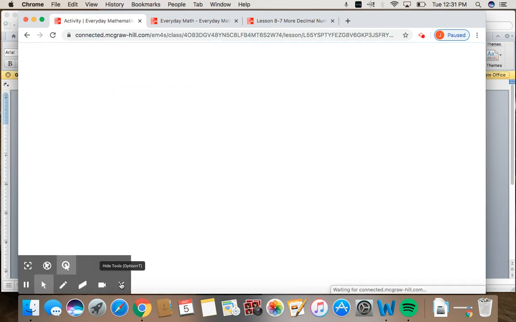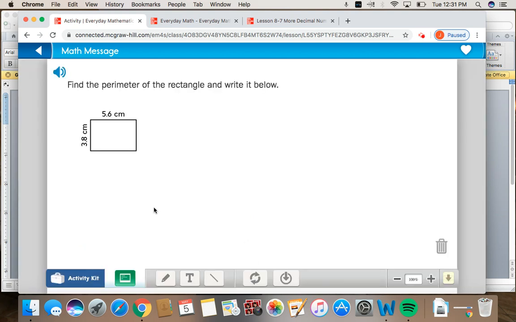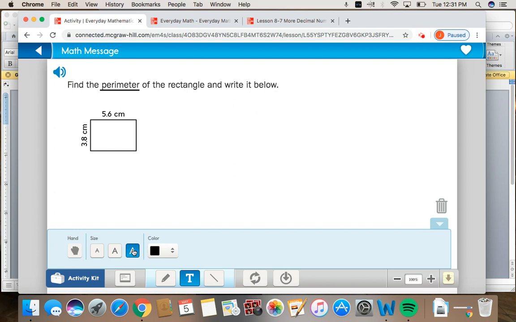You can go ahead to your screen and click on the math message. For the math message today, we are going to find the perimeter of the rectangle and write it below. So let's just think about perimeter. How do we find the perimeter of a rectangle? Every time I have to find perimeter or area, I like to write myself a little note somewhere, maybe up in the corner off to the side, about how to find it. Perimeter equals, can you remember?